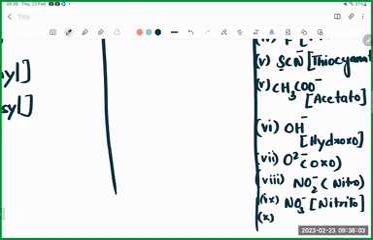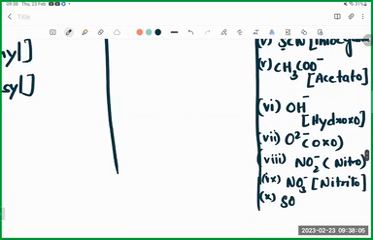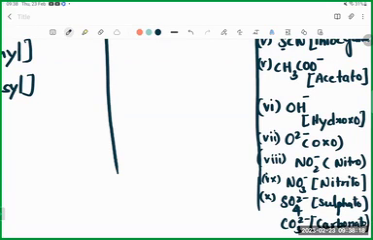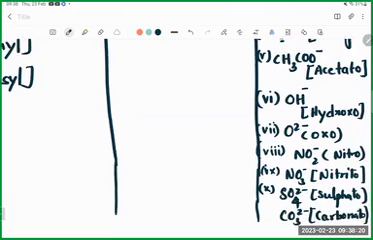And the last, sulfato. And carbonate also, let us write. Sometimes they ask carbonate or sulfato, carbonato.